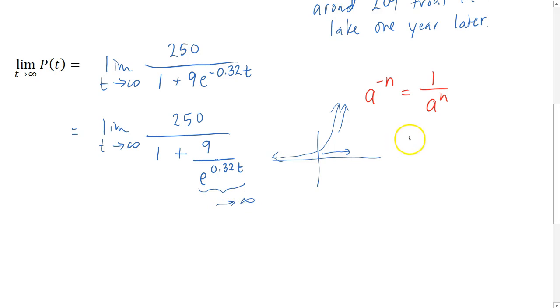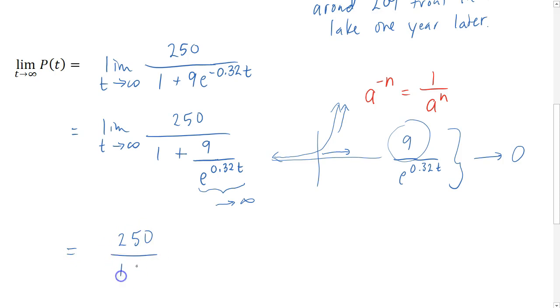Okay, so if we look at this fraction, 9 over e to the 0.32t, we've got a numerator that is 9. It's a fixed value of 9, and we have a denominator that's getting larger and larger and larger. It's approaching infinity. If we take 9 and divide by very large values, we end up with values that are really close to 0. So this fraction is going to get closer and closer to 0 as t approaches infinity. So what I'm going to be left with here is just 250 over 1 plus 0 as my limit. And that's just going to be 250.